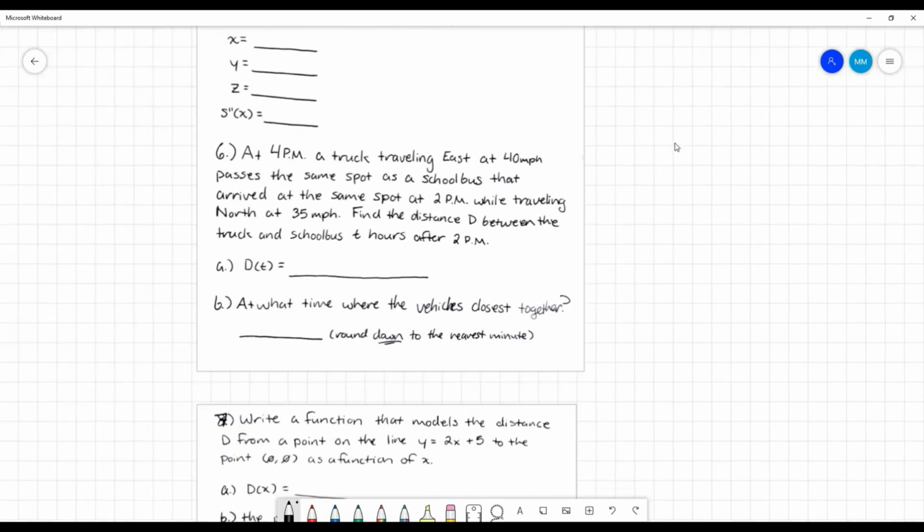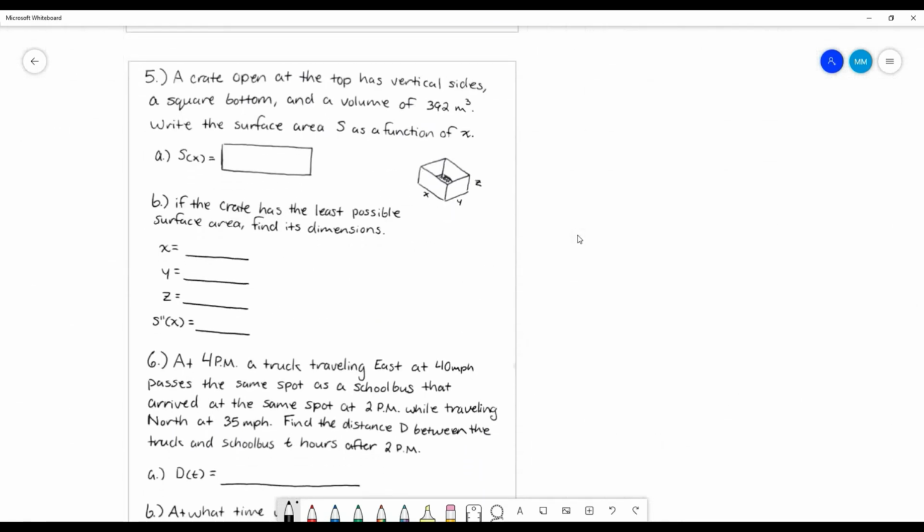This next one's a trickier one. This took me a little bit of time on the homework. It said a crate open at the top has vertical sides, a square bottom, and a volume of 392 cubic meters. Write the surface area S as a function of x. And I'm suddenly forgetting what the surface area formula for a rectangular prism is. So give me one moment.